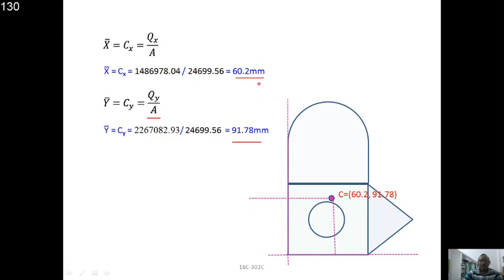That means now x bar is 60.2. So from this origin, the x bar, that means the distance in the x direction, is 60.2. And the distance towards the y direction is 91.78. So the same thing has been represented here. So this is the way to calculate for void areas or negative areas given like this. Okay.